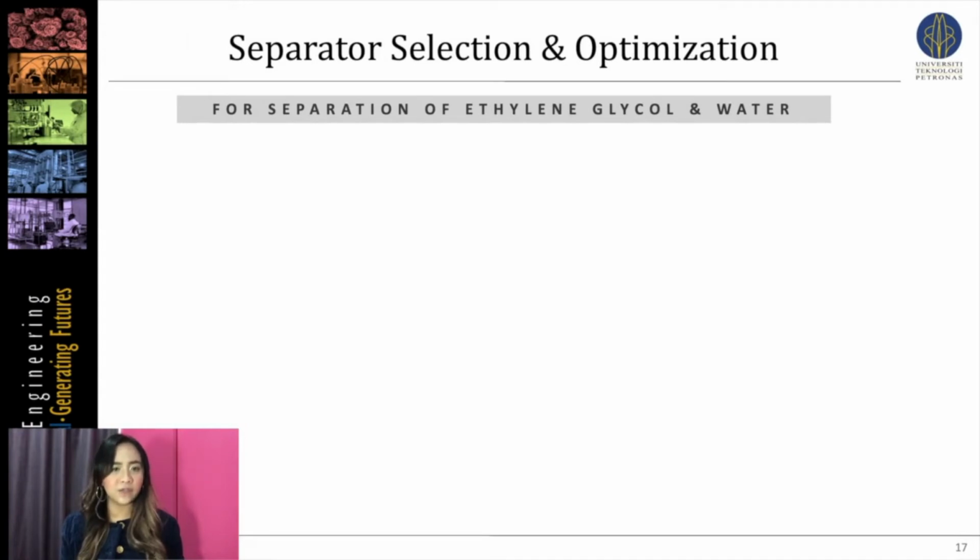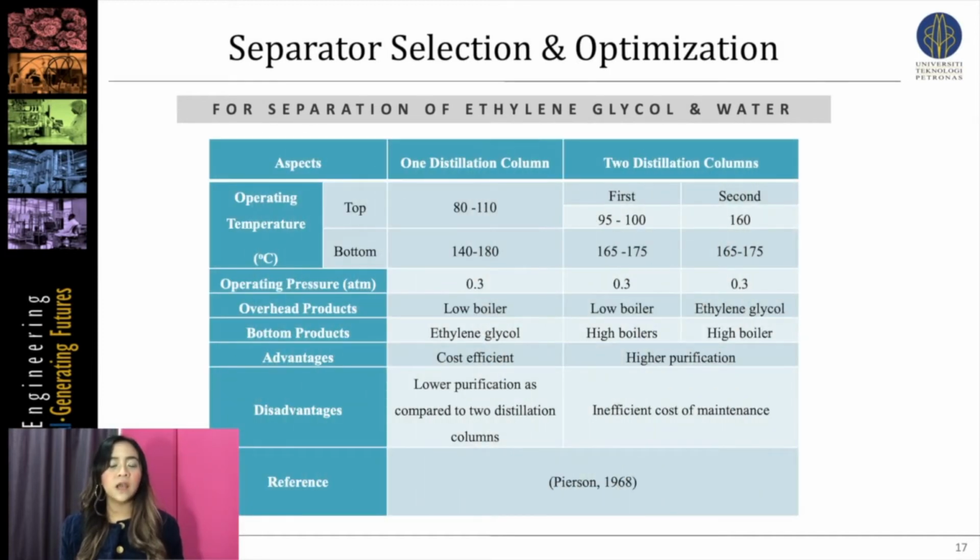For the recovery of EG, the distillation process is applied by comparing the utilization of one distillation column or two distillation columns. The advantage of using one distillation column is cost efficiency, whereas the benefit of using two distillation columns is higher purification. However, the disadvantage of using one distillation column is lower purification as compared to two distillation columns, whereas the disadvantage of using two distillation columns is the inefficient cost of maintenance.